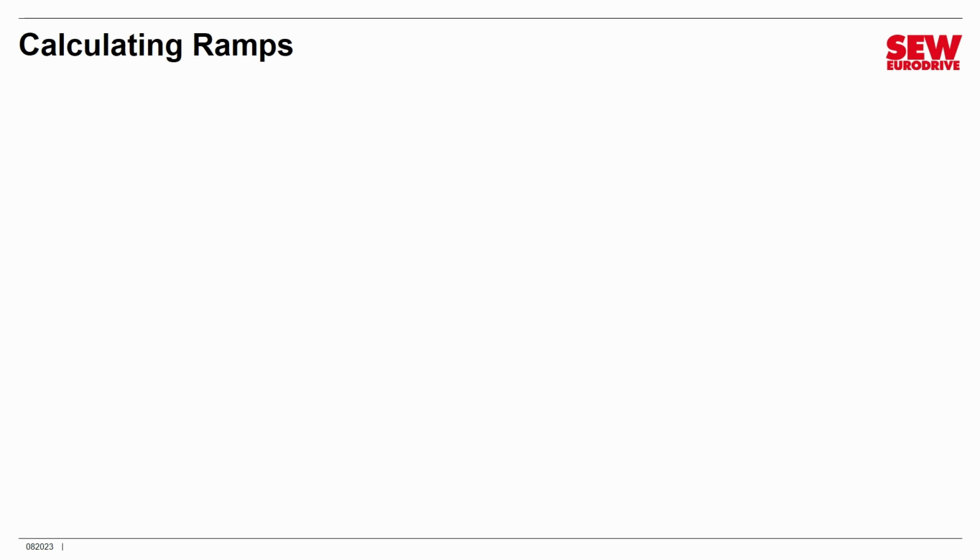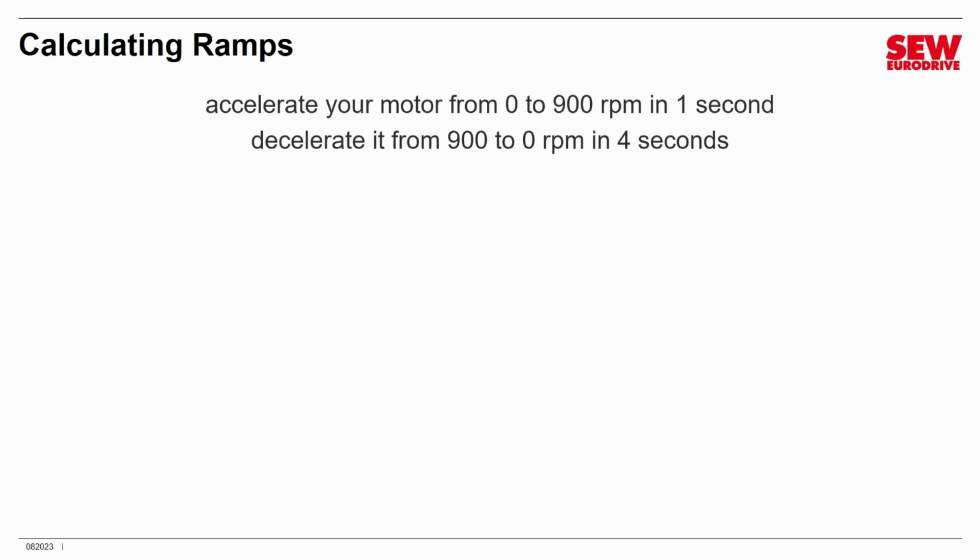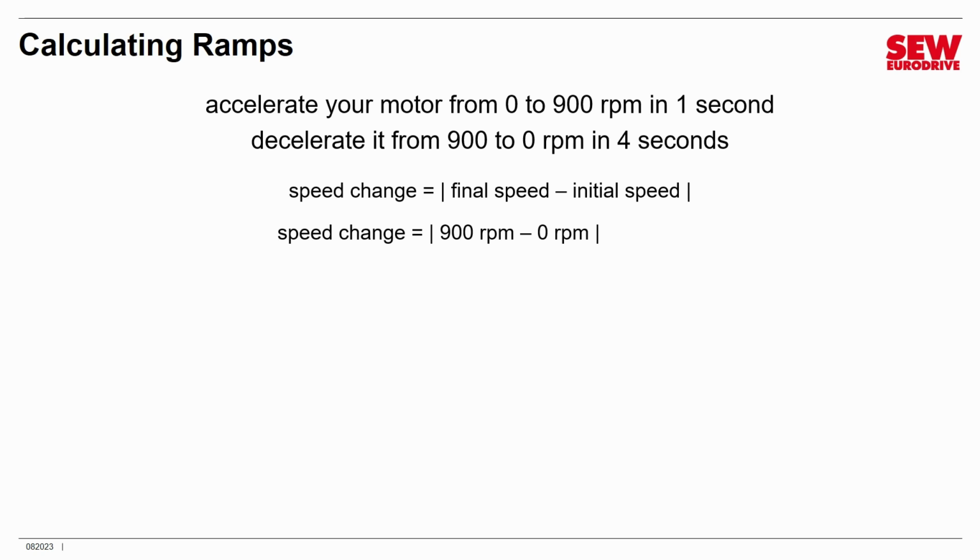The first thing we have to do is calculate our ramp values, and so we're going to do a little math. Remember, we were going to go from 0 to 900 RPM in 1 second, and then decelerate from 900 to 0 RPM in 4 seconds. So we calculate our speed change, and it doesn't matter which one we do, we're going to get the same value. So we take 900 RPM minus 0 RPM and take its absolute value, or we take 0 RPM and subtract 900 RPM. In either case, it's a speed change of 900 RPM.